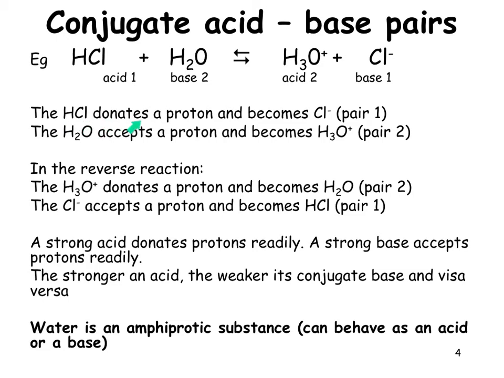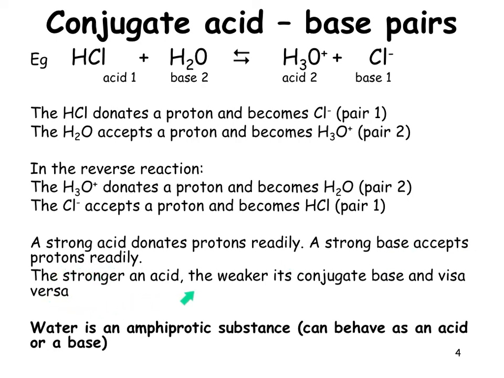The hydrogen chloride donates a proton and becomes chloride. The water accepts that proton and becomes H3O+. In the reverse reaction, the H3O+ donates the proton and becomes water, and the chloride ion accepts the proton and becomes hydrogen chloride. A strong acid donates its protons very easily. A strong base accepts protons very easily.